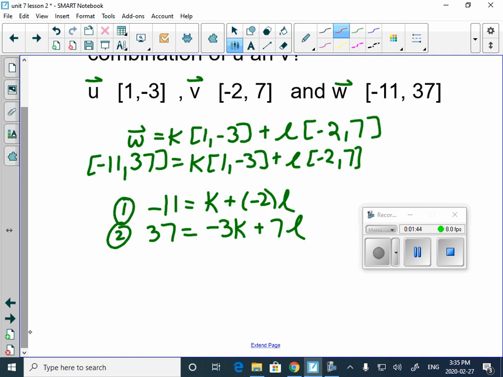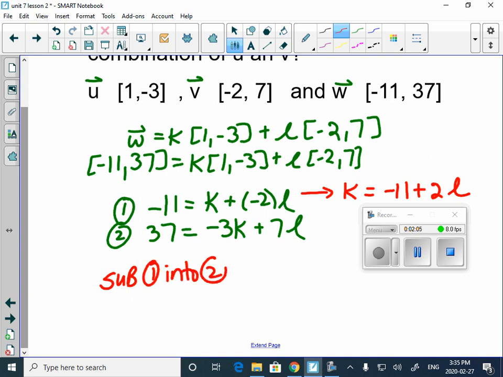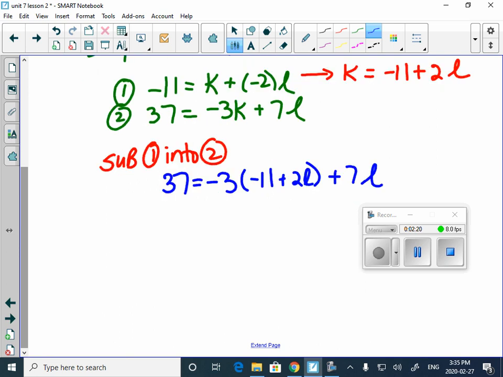So I think I'm going to do the same thing as I did yesterday. I'm going to isolate k, which would be negative 11 plus 2l. Just because that's an easy choice, you can certainly use elimination or substitution. So I'm going to substitute 1 into 2. And I have 37 equals negative 3 times k plus 7l. Substitute that k value, negative 11 plus 2l. And solve.